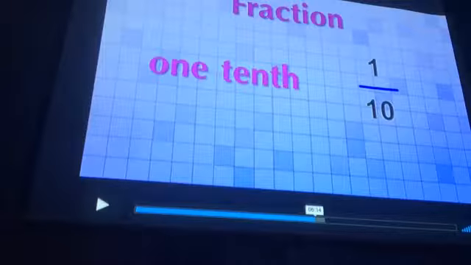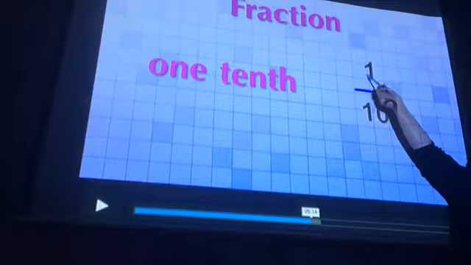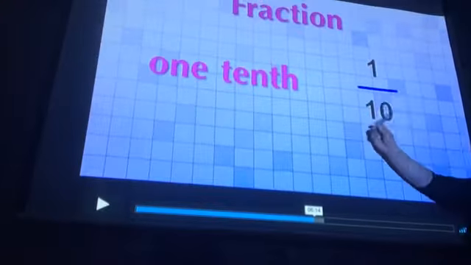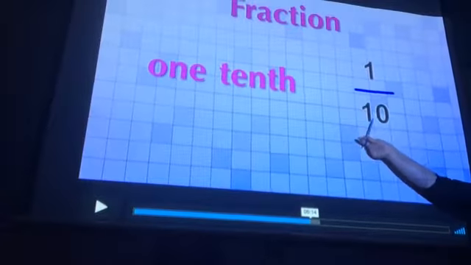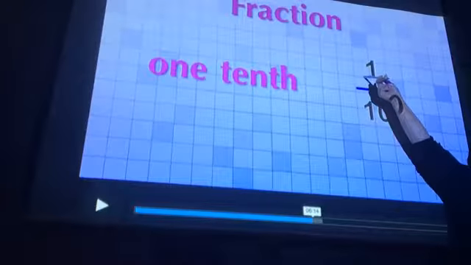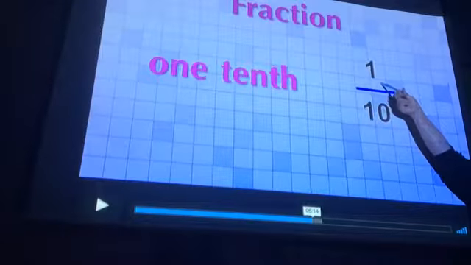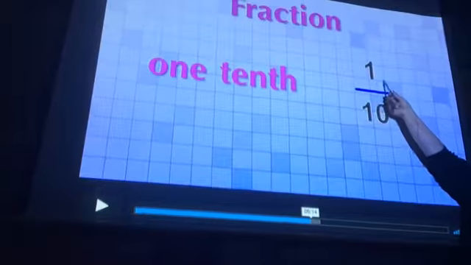Okay, so this number on top is called a numerator. What is this called? Numerator. This down here is called a denominator. What is this called? Denominator. So what does the numerator mean? There's a 1 up here. What does it mean? I only have one of something. Yep, he has one piece of the apple.